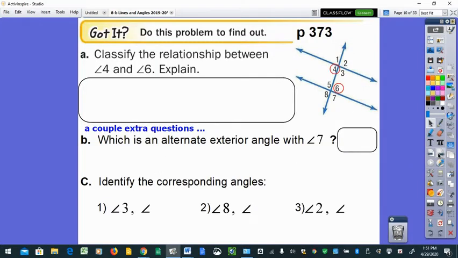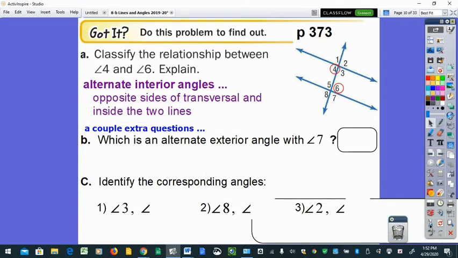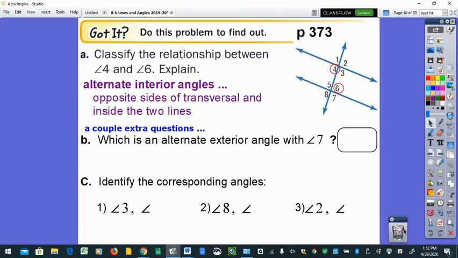Classify the relationship between angles 4 and 6. You see that I've circled them here. They're both on the inside, so they're interior. One's on the left, one's on the right. They are alternate interior angles.